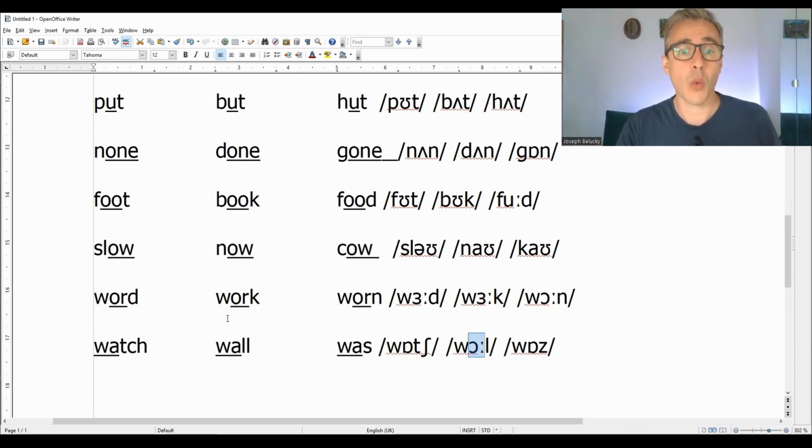So wool, and here it just has this short vowel sound, was, and here the same short vowel sound, watch. Wool, was. So this is our odd one out. So, how did you do? Let's stop the share. Hope you did really well.